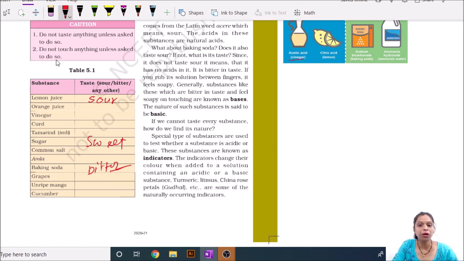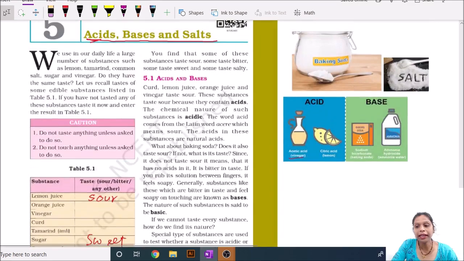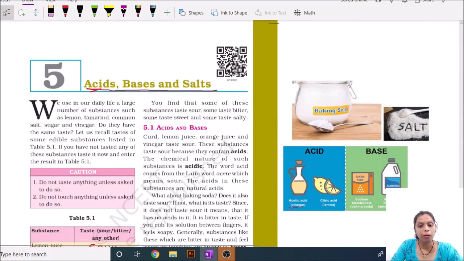In this chapter we will discuss how we identify substances to know their acid and base character, which substances have which taste, and whether they are acid or base. Such as curd: whenever you taste curd, you will feel that it is sour. These substances, which have a sour taste, are called acids.